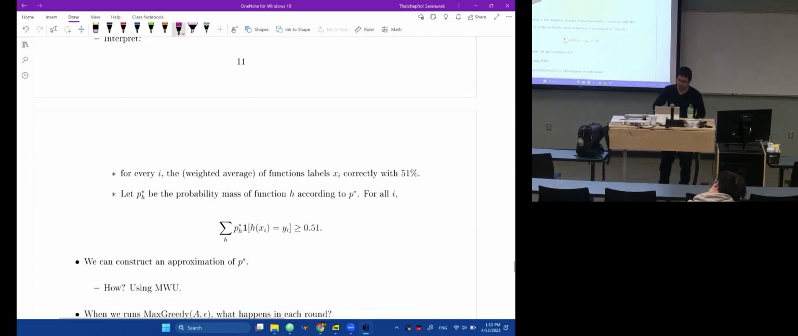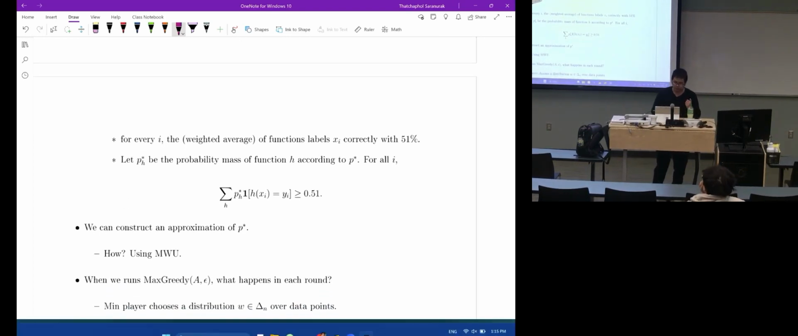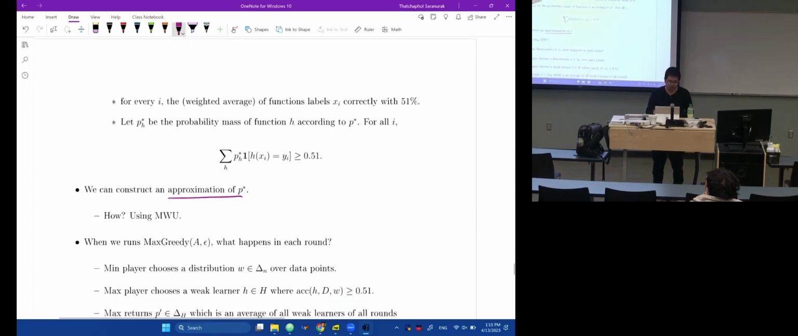And can we construct P star? Maybe not quite, but we can get an approximation of P star because we have the weight update algorithm that constructs the approximation of the best strategy for both players. So let's construct it.